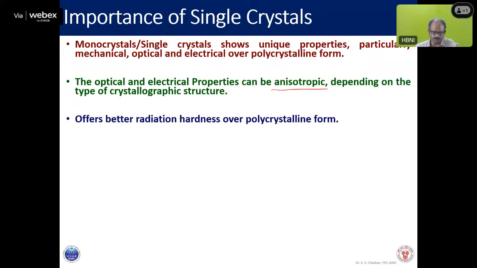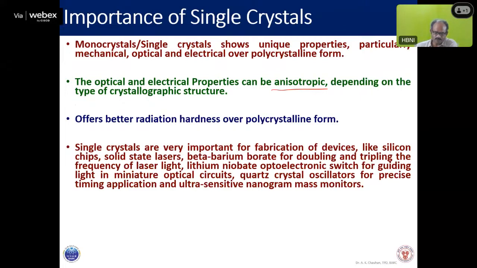Single crystals offer better radiation hardness over polycrystalline forms, and single crystals are very important for fabrication of devices like silicon chips, solid state lasers, and beta BBO, barium borate, for doubling and tripling the frequency of laser light. So the incident light is of some frequency, and the output light will be of double the frequency. The famous example is when you have a 1064 nm input laser and you get green light output, using these non-linear crystals only.